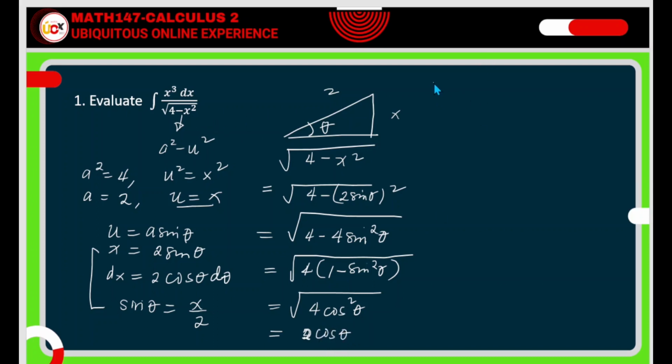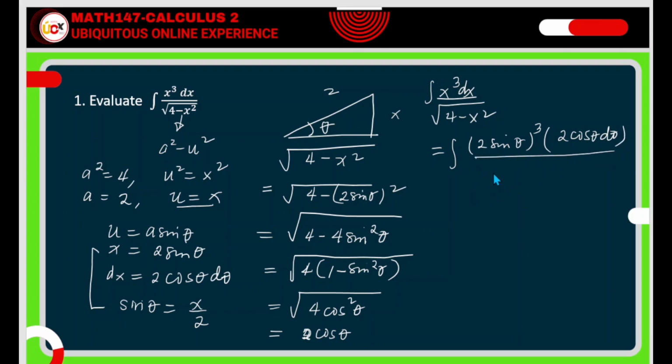So therefore, we can now rewrite the integral of x cubed dx over the square root of 4 minus x squared as equal to the integral of, what's the value of x? From this representation, x is 2 sine theta. So by substitution, we have 2 sine theta quantity raised to the third power times dx, where dx is 2 cosine theta d theta.